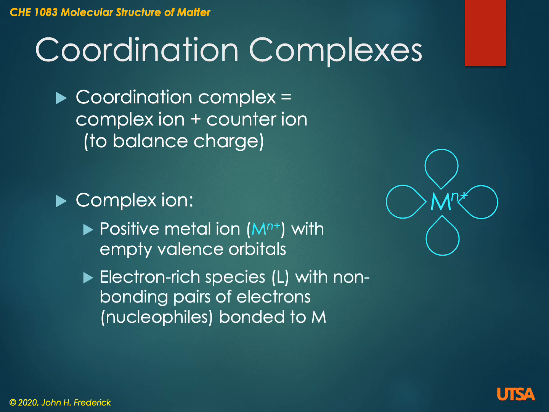We'll also define an electron-rich species, which we'll call L, that has non-bonding pairs of electrons. That is to say, L is going to be a nucleophile, and it's going to bond to this metal by donating its electrons to it. So it may look something like this. These L's are something we call ligands. So the definition of a ligand is a nucleophilic species that can donate its electrons into the empty orbitals on a metal.